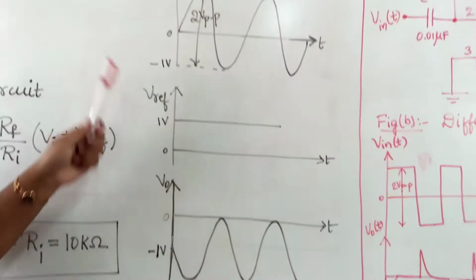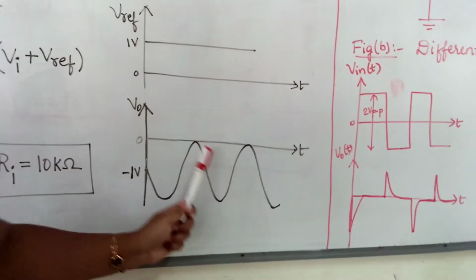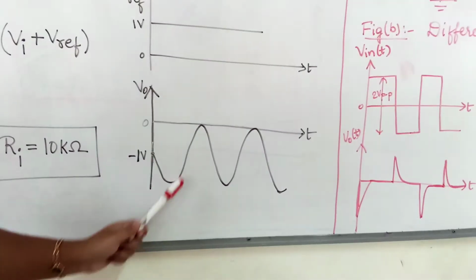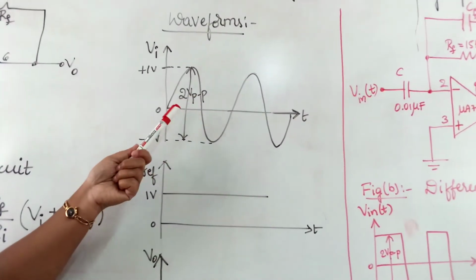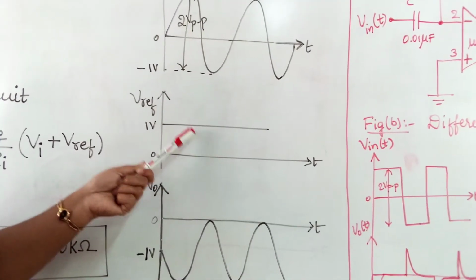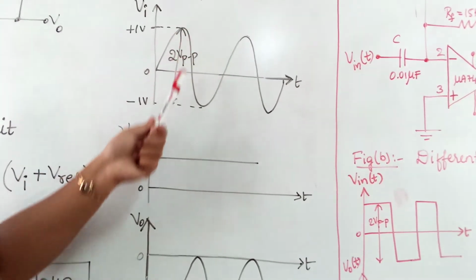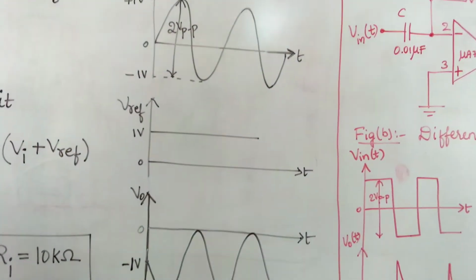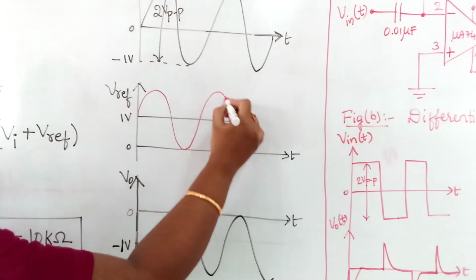When both the signals get added, here is the output waveform. The output waveform will be like this. See, this is the input signal. For this input signal, when a DC signal gets added, in the output this signal gets shifted. So when it gets shifted, it will be like this.